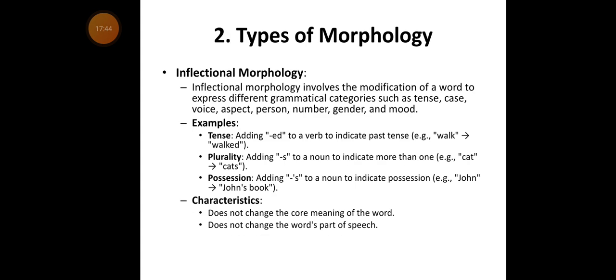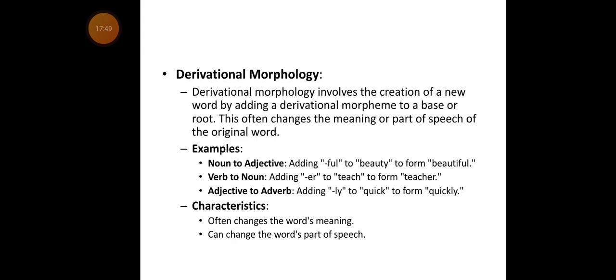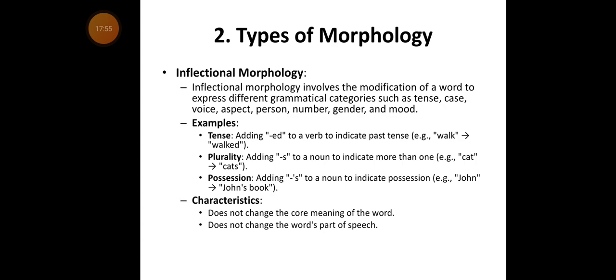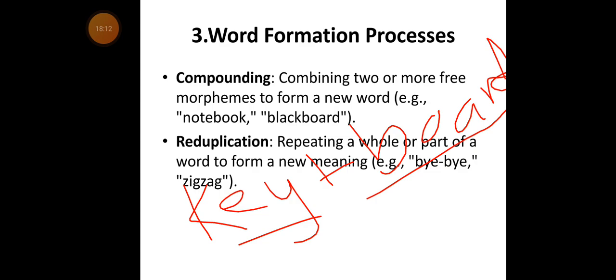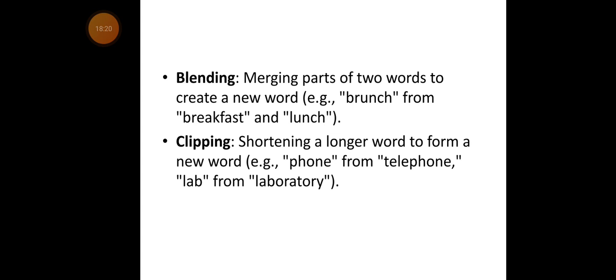When it comes to types of morphology, we have inflectional morphology and we have derivational morphology, right? In inflectional morphology, whenever we add more morphemes to the root word, it does not change the meaning. But in derivational morphology, whenever we add bound morphemes to the free morphemes, the meaning is changed. The part of speech is changed. And then there are the processes of word formation, which are compounding, reduplication, blending, and clipping, as I have already discussed with you.